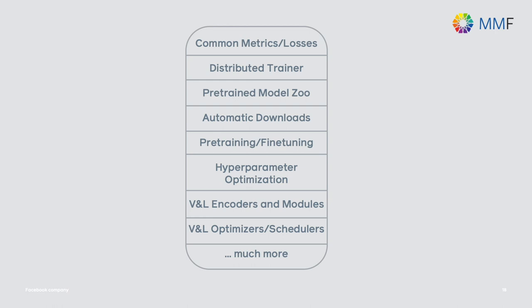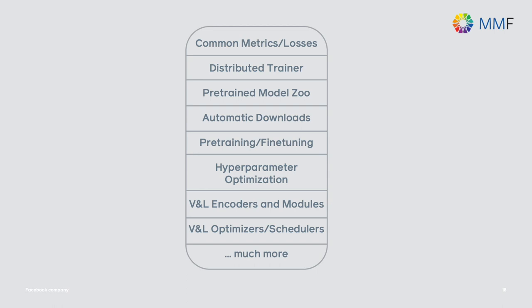Everything from distributed support to configuration to checkpointing to early stopping has already been configured for you. So let's go through some examples of what exactly we have in the boilerplate. You don't need to write this again and again, and MMF will provide it out of the box. We provide common metrics and losses used in vision and language tasks, something like BLEU, VQA accuracy or something else. Then there's the distributed trainer. We also provide a lot of SOTA pre-trained models, which you can directly import from MMF, download and use.